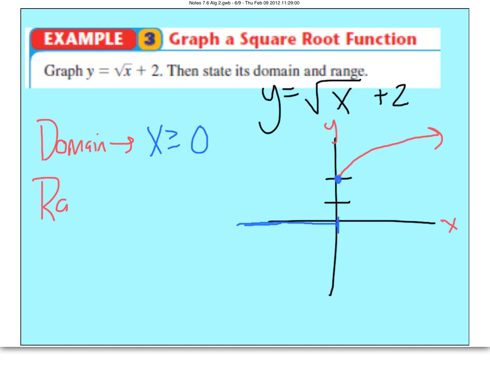The range, I'm going to do the same way. When is there activity on the y-axis? That means range, so I'm coming up. There's nothing on the negatives. There's nothing when I hit 0. There's nothing when I hit 1. The graph doesn't start until I hit the number 2. So the range on this is going to be y is greater than or equal to +2.